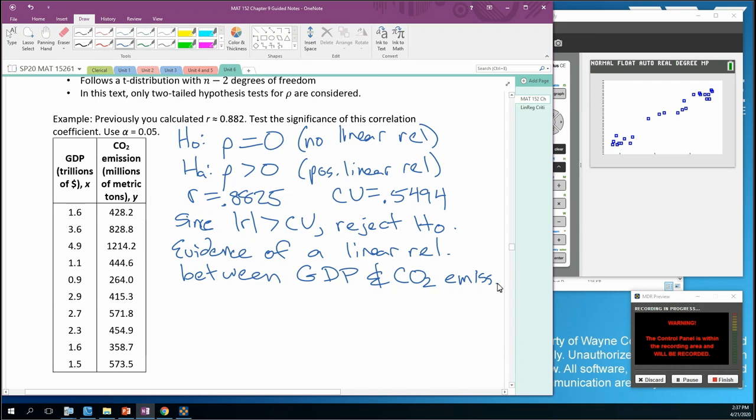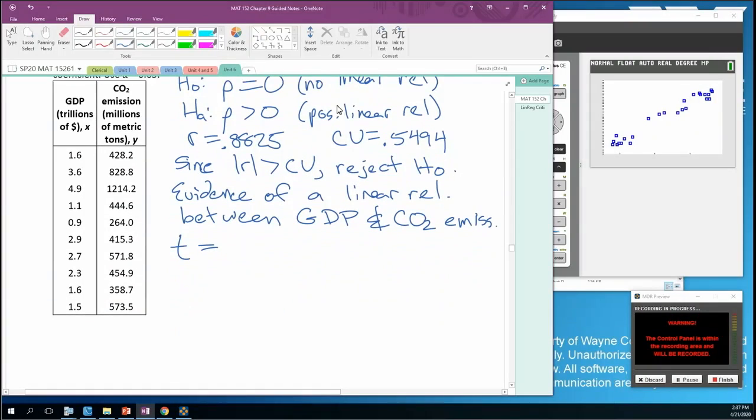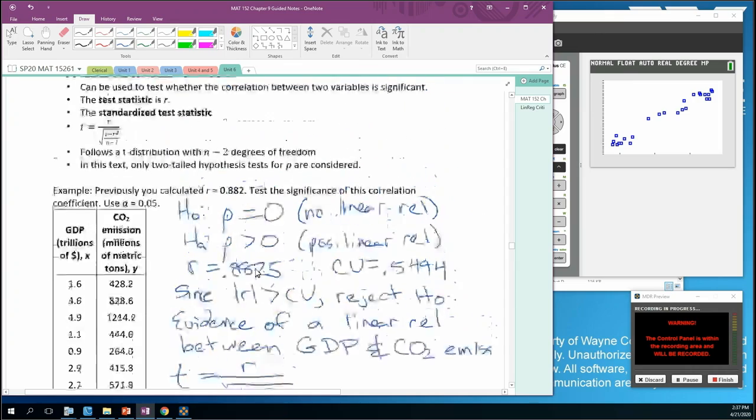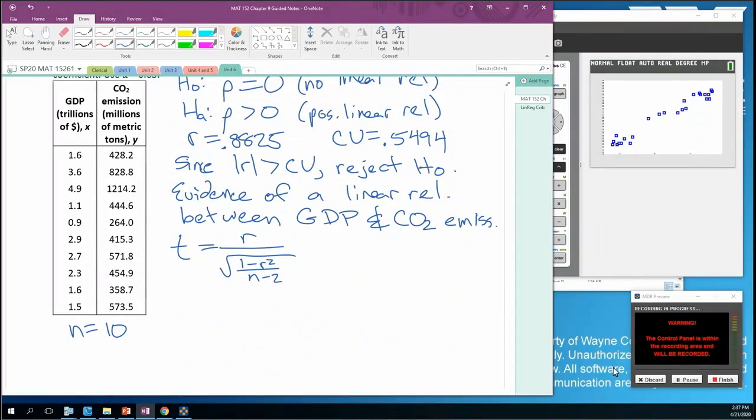Now, I'm also going to calculate T here. Based on that, this formula for T is R over the square root of 1 minus R squared over N minus 2. Keep in mind, N is the number of pairs. There were 10 pairs of data here, so we're going to go straight over to the graphing calculator. I should add that we have 8 degrees of freedom.